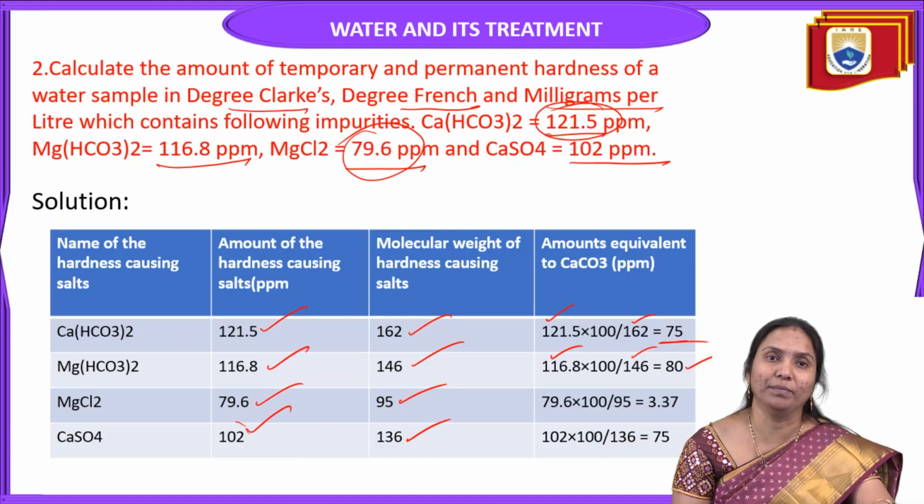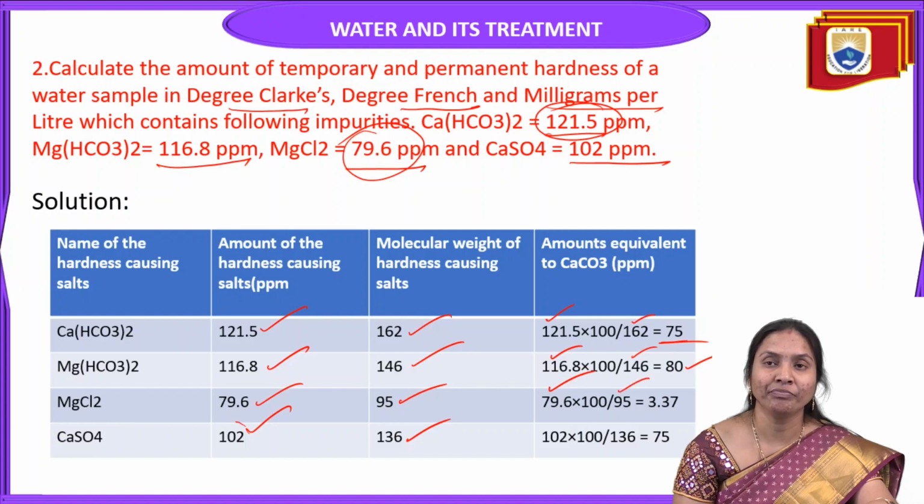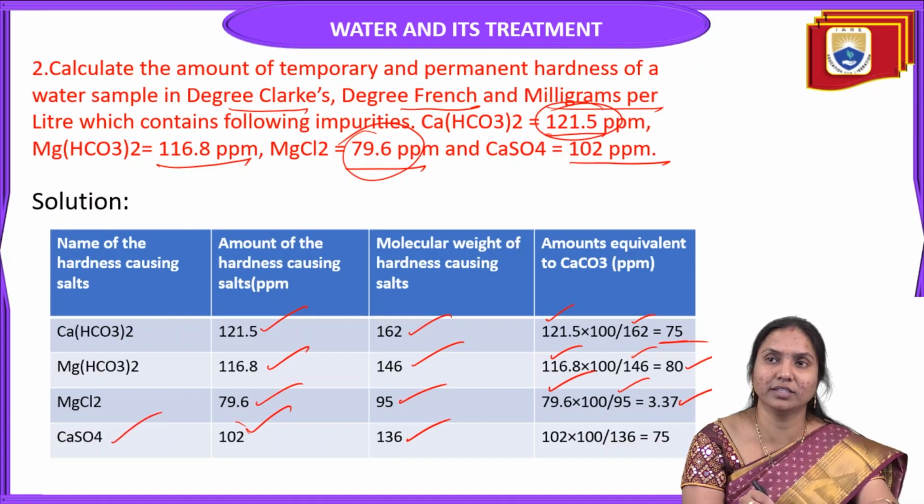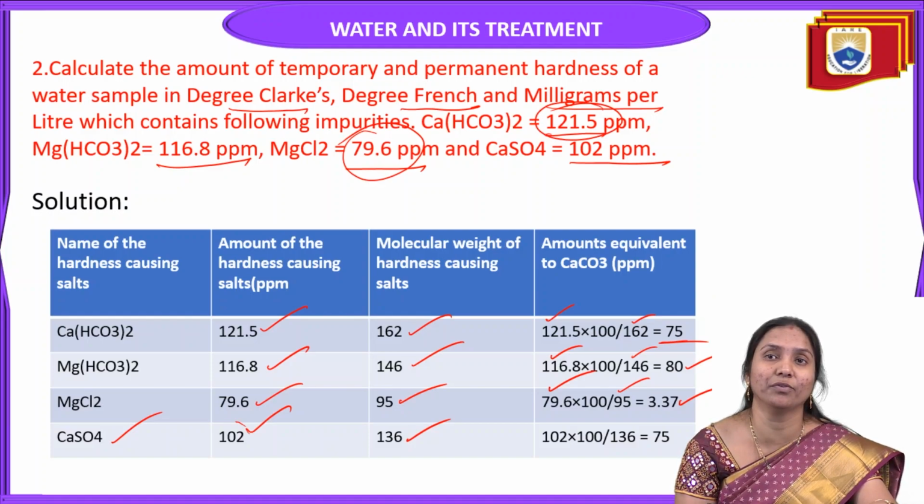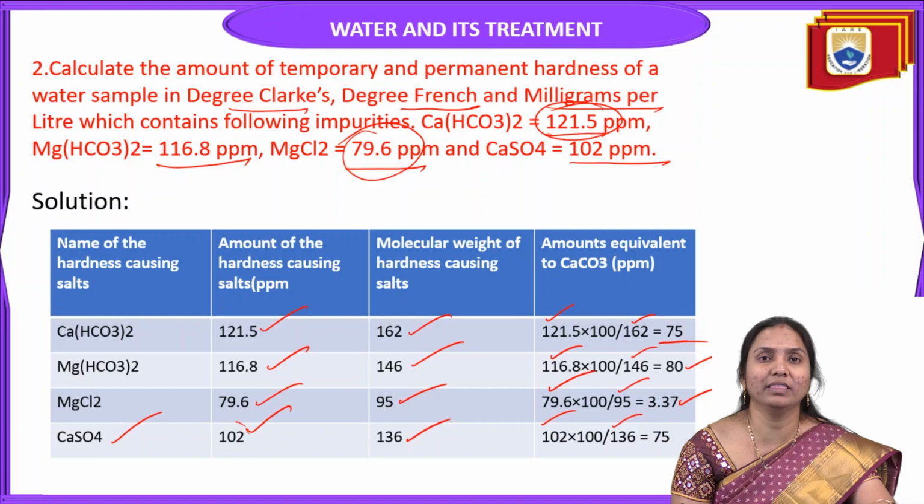And next magnesium chloride, its weight is 79.6 by molecular weight of magnesium chloride is 95. So 79.6 by 95 into 100 is equal to 3.37 ppm. So now I can convert calcium sulfate, CaSO4, into amounts equivalent to CaCO3. So weight of calcium sulfate is 102 by molecular weight of calcium sulfate is 136. So 102 by 136 into 100 is equal to 75 ppm.